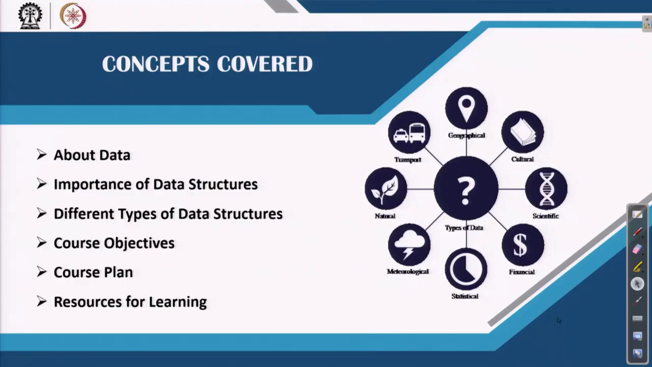So, basically you will be able to learn as it is related to data structures and programming. We will try to give an idea about the data, and then whenever data comes into concern, the structure of data is important. I will give a brief about the importance of data structures. Different types of data structures are known at the moment. We will try to give a brief account of all those, the objective of this course, the plan of this course, and finally the resources for learning apart from these video lectures or NPTEL course.